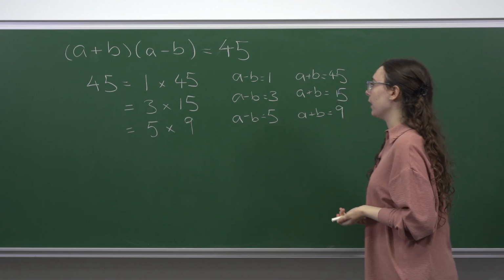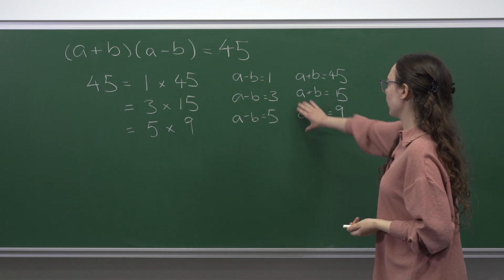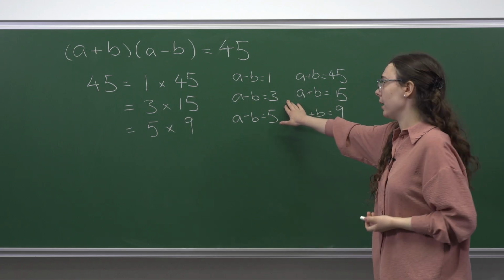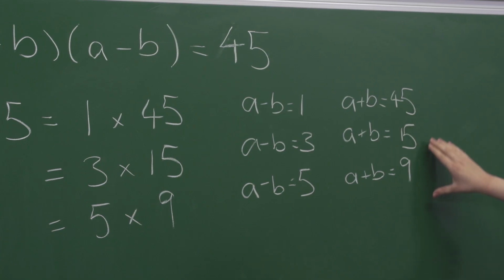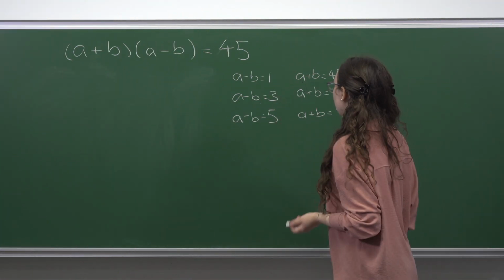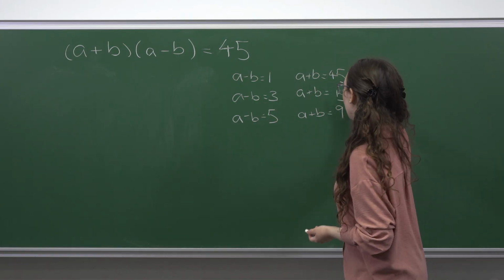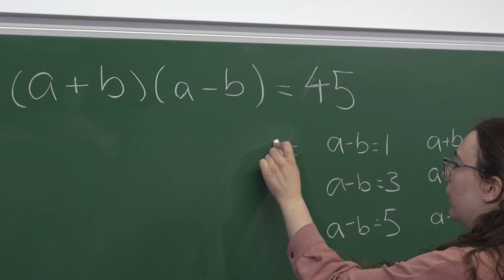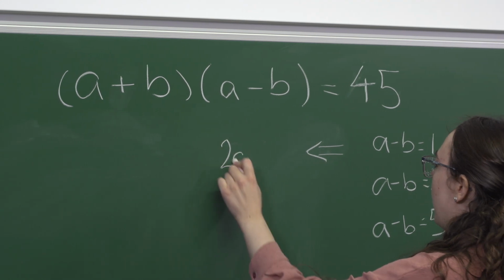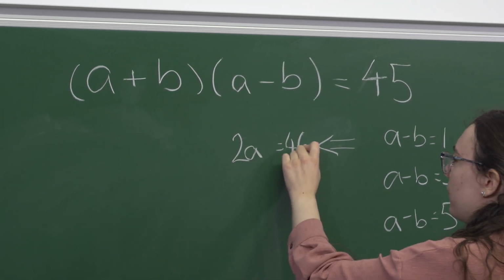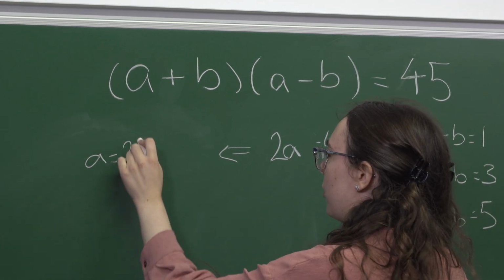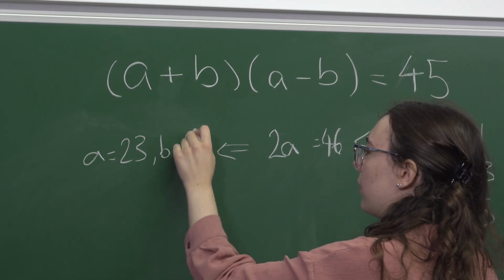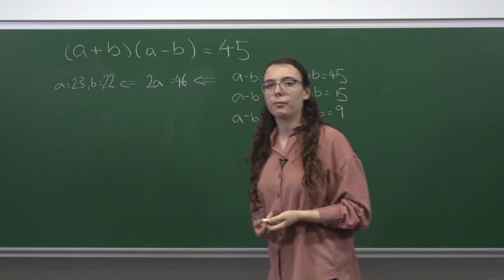Now at this point we have to be a little bit careful about making sure that these equations do give integer solutions for a and b, as opposed to, say, half integers. So we can solve these equations in turn. So let's just check that this does give us integer solutions for a and b. So if we solve this one, we get that 2a equals 46. So this is going to give us that a is 23 and b is 22.